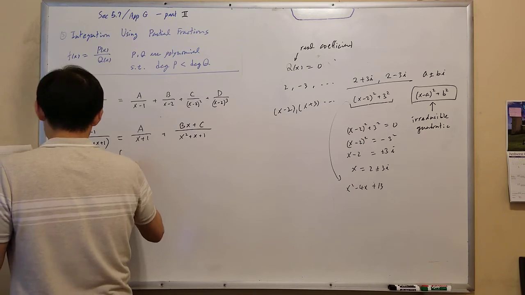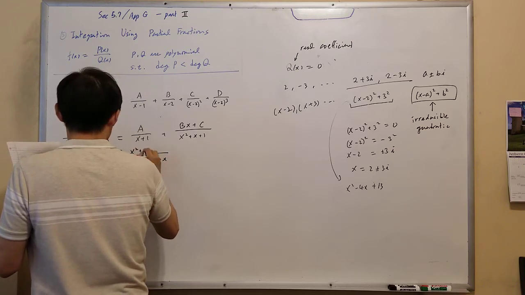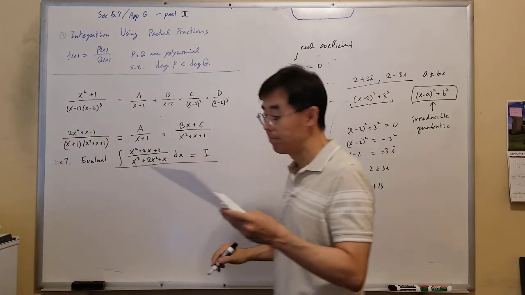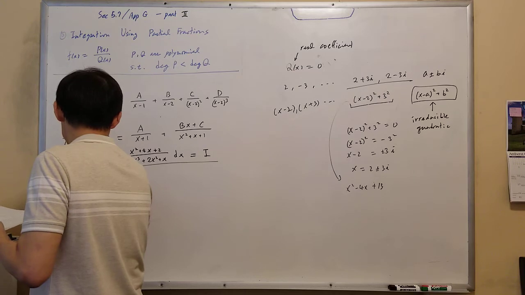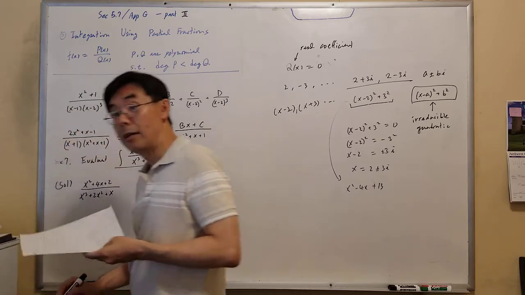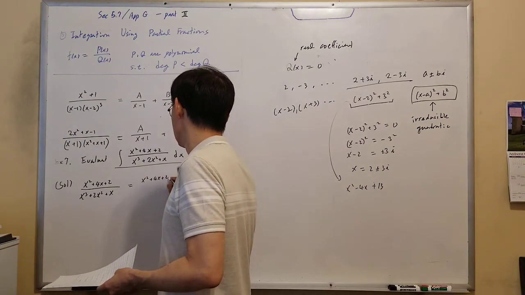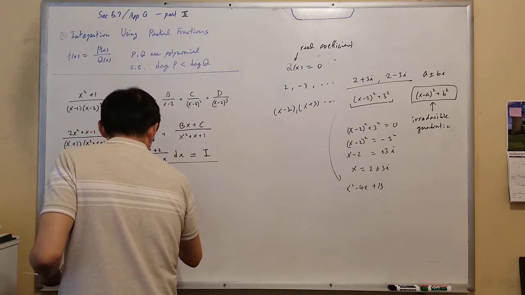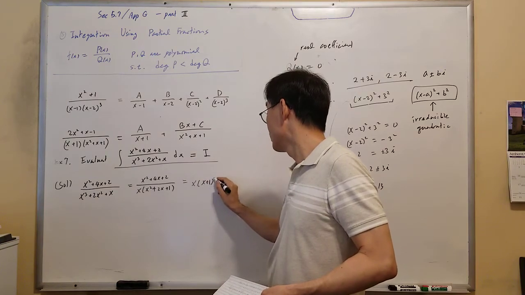Evaluate the integral of x squared plus 4x plus 2 over x cubed plus 2x squared plus x dx. I'm going to call this integral capital I. Okay? Alright, solution. So x squared plus 4x plus 2 over x cubed plus 2x squared plus x. Again, you have to factor the denominator. Factor out x, leaving x squared plus 2x plus 1, which is in turn x times x plus 1 squared.